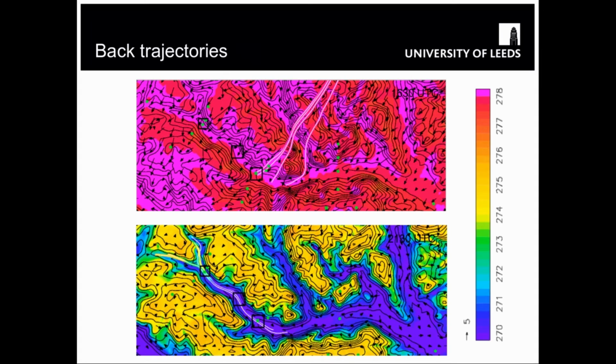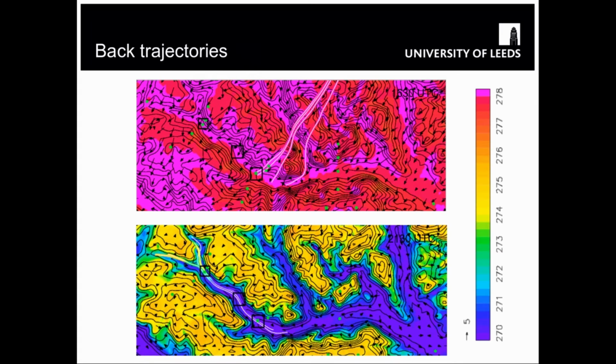And you can see, as you might expect at this time, if we start with these parcels of air in the valley and trace them back, those parcels have come from the north, they've come over the hilltops and down the valley side into the valley. So this is the coupled flow that we see during the day, with air flowing down the valley sides into the valley.